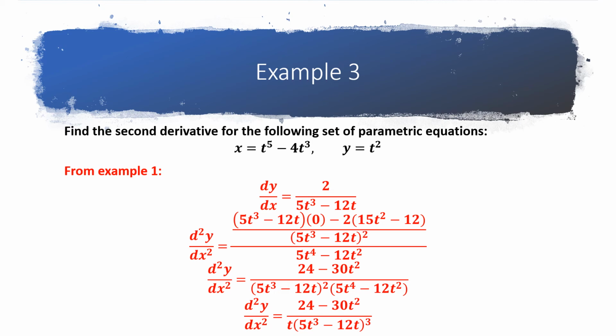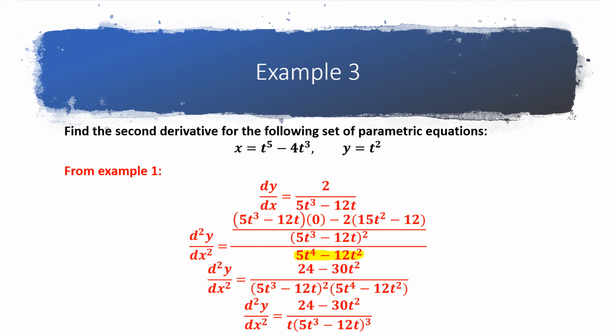So the first thing I'm going to do is take my first derivative, which we found in example 1 to be (2 over 5t cubed minus 12t). And so to find my second derivative, I'm going to take the derivative of the first derivative, which I have to use quotient rule for. So I have low d high minus high d low over low low, all over dx/dt again. dx/dt was 5t to the fourth minus 12t squared, so I have to divide by that again.